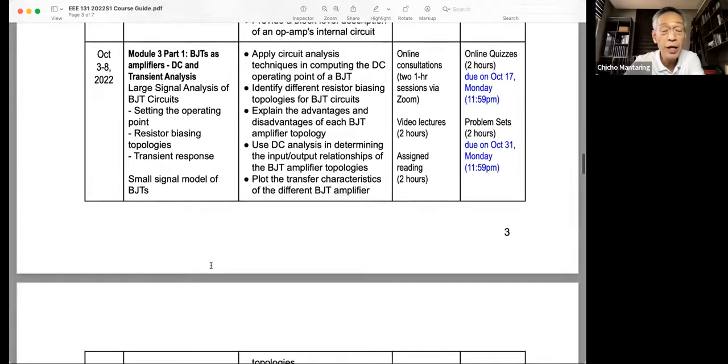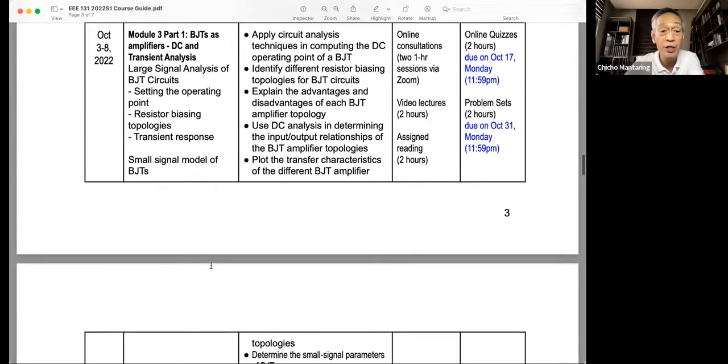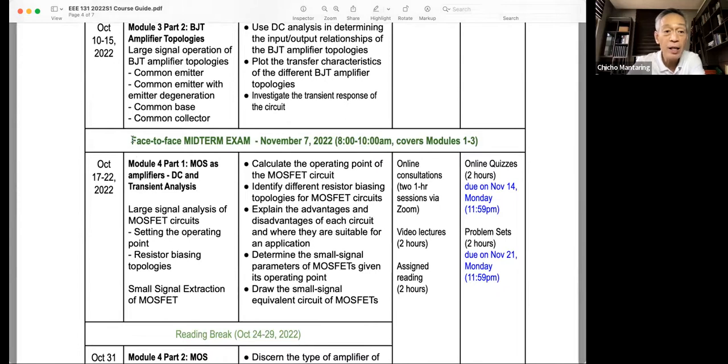Module 3 now deals with the bipolar junction transistor when used as an amplifier. So you're going to be introduced to the BJT, and you're going to learn how to do both DC and AC analysis of BJT circuits. After module 3, you're going to have your midterm exam, and that's already scheduled. That's November 7 from 8 to 10 a.m., and that covers modules 1 to 3.